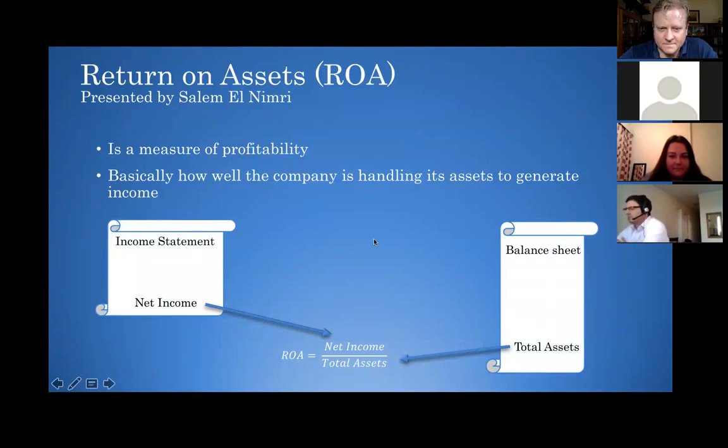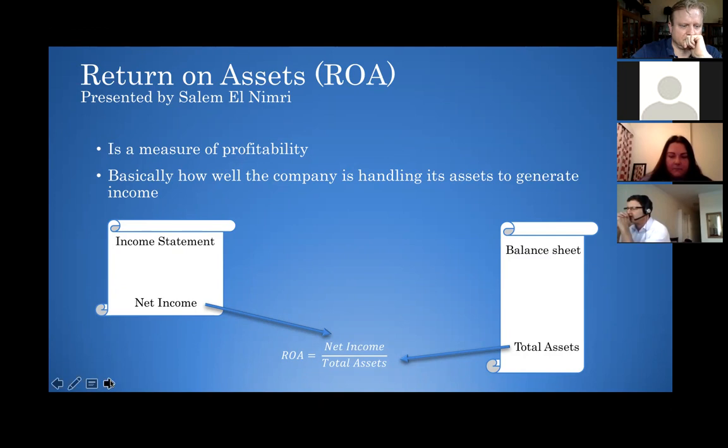Well, I will cover the easiest one, I guess, return on assets. It's basically a measure of profitability, and it's to look at how well the company is handling its assets to generate income. The equation to calculate it is basically net income divided by total assets. It comes from 2 of the 4 main sheets in accounting. One is the balance sheet where you get the total assets, and the other one is the net income, which comes from the income statement.